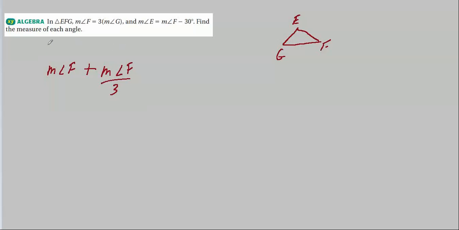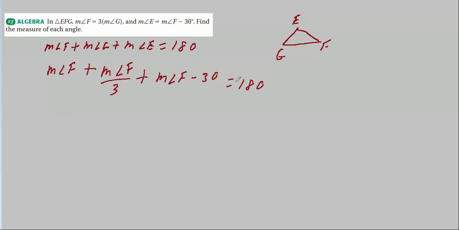Maybe I should have written that right up on top since we haven't done a lot of it yet. The measure of angle F plus the measure of angle G plus the measure of angle E equals 180. This is what we're working from. That's our triangle sum theorem, right up on top there. And what else? Well, the measure of angle E is the measure of angle F minus 30 degrees. So, and that all equals 180.